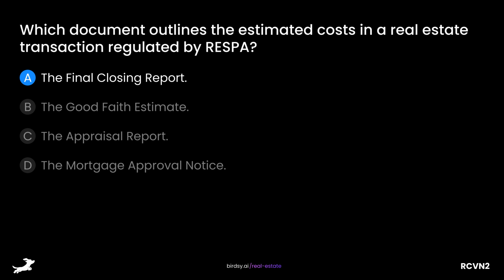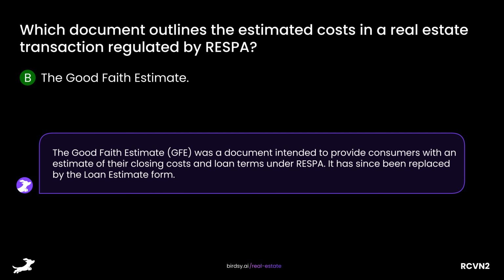Is it A, the final closing report, B, the good faith estimate, C, the appraisal report, or D, the mortgage approval notice? The answer is B, the good faith estimate. The good faith estimate was a document intended to provide consumers with an estimate of their closing costs and loan terms under RESPA. It has since been replaced by the loan estimate form.